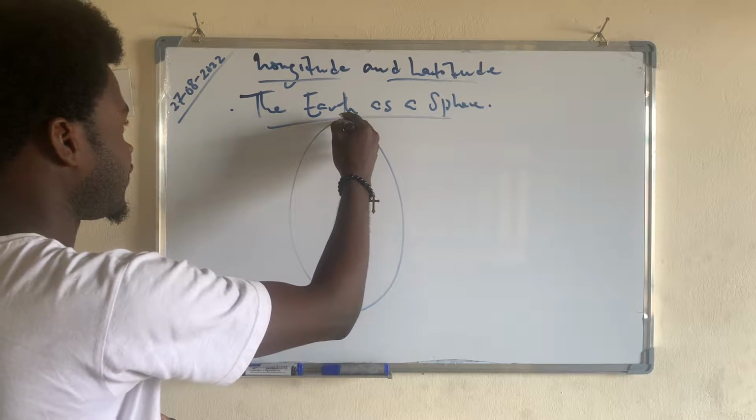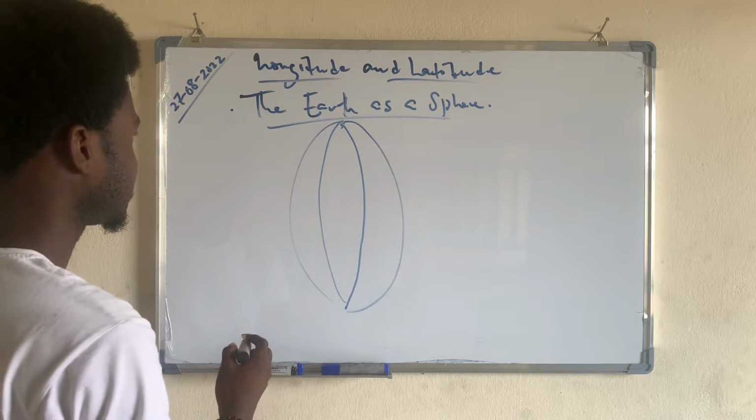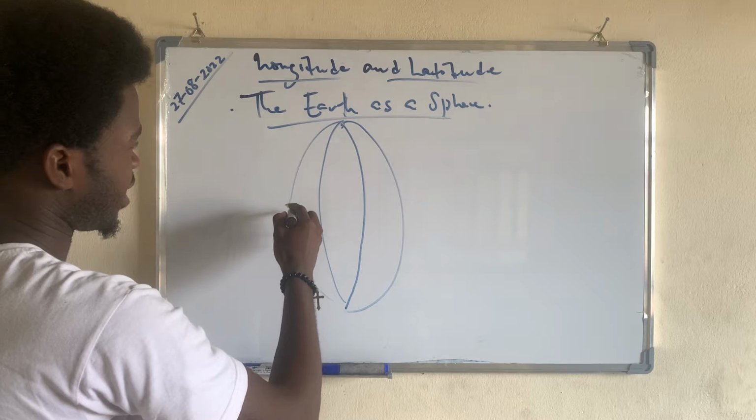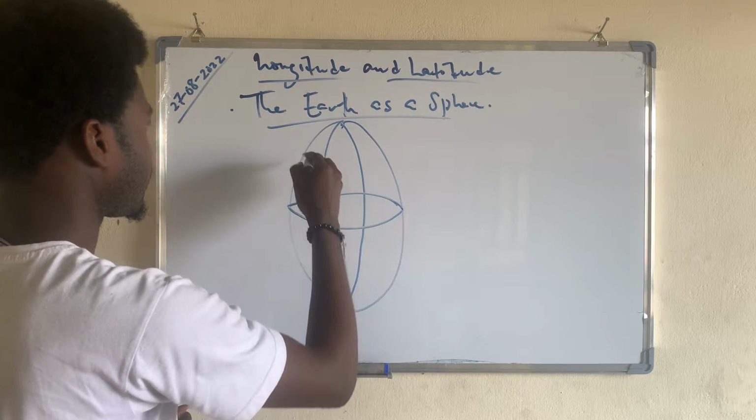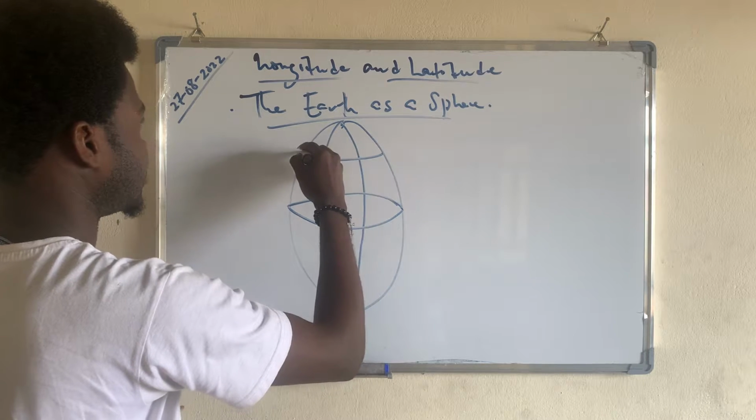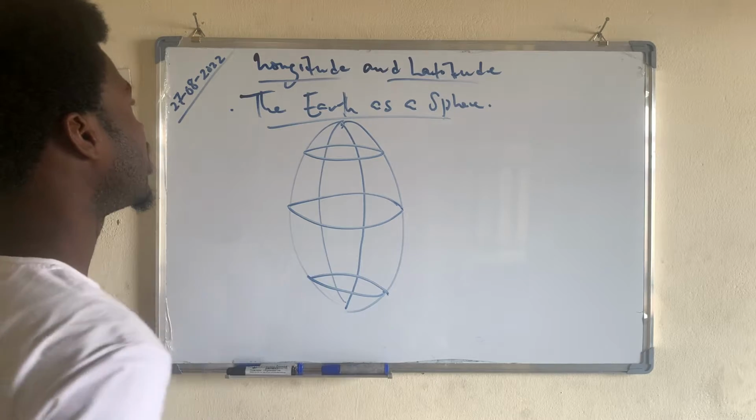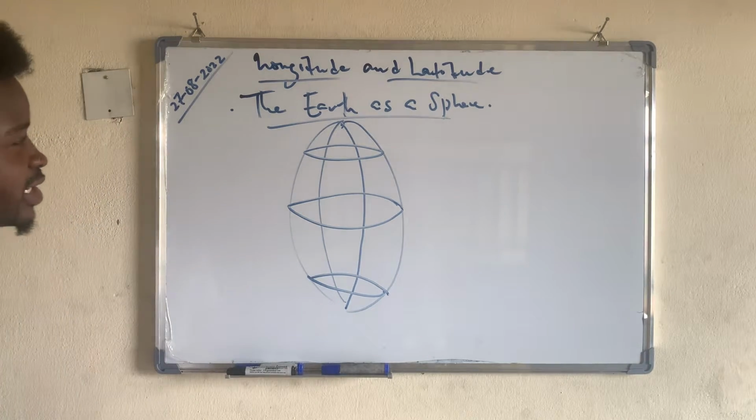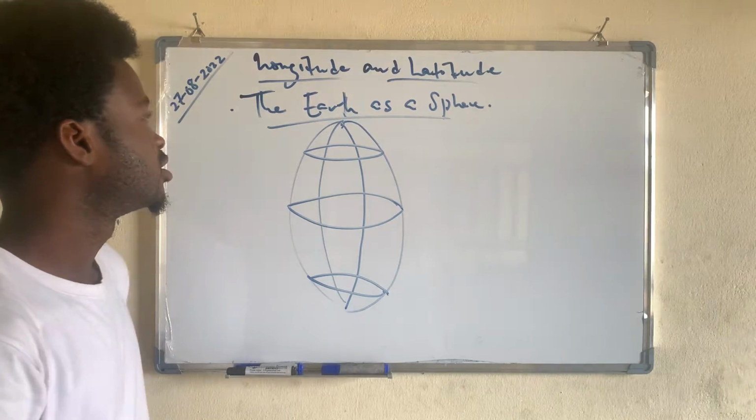I have this, this way. Now all these I have here, they have names. They have their names.